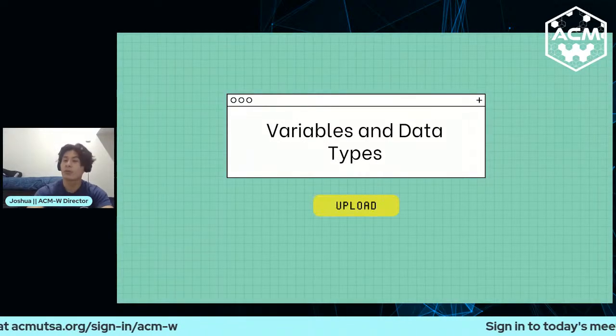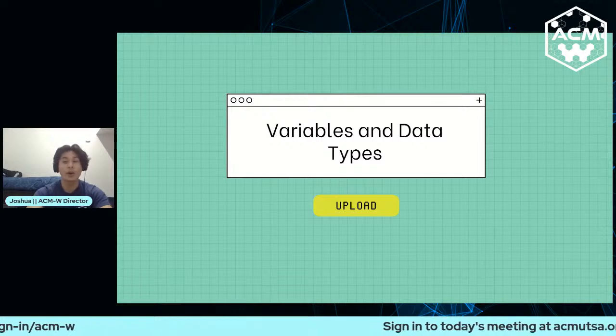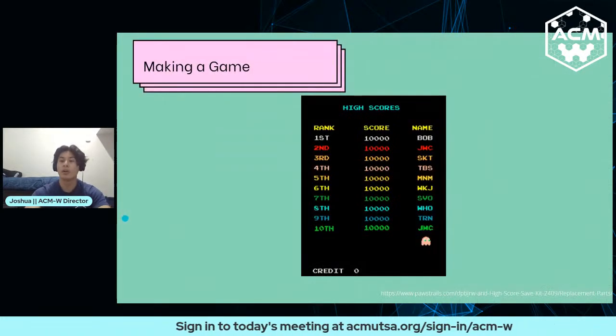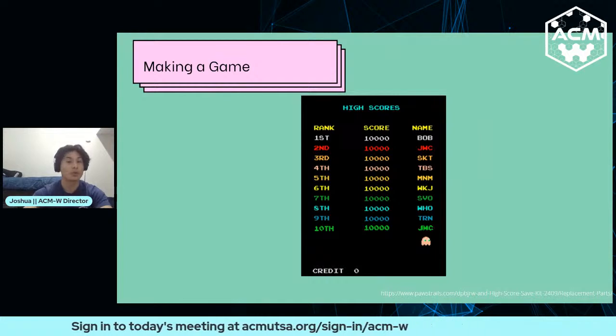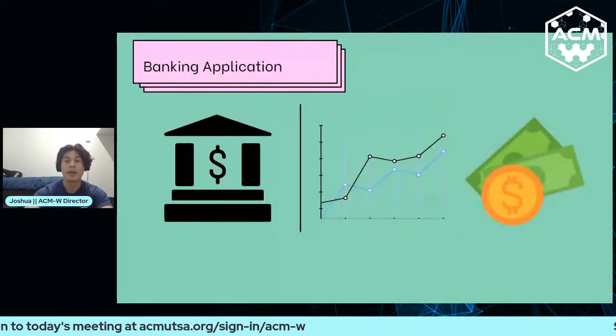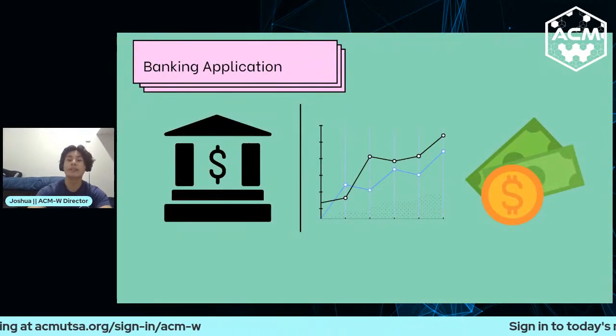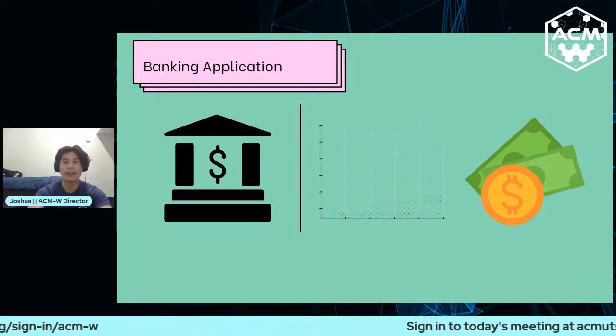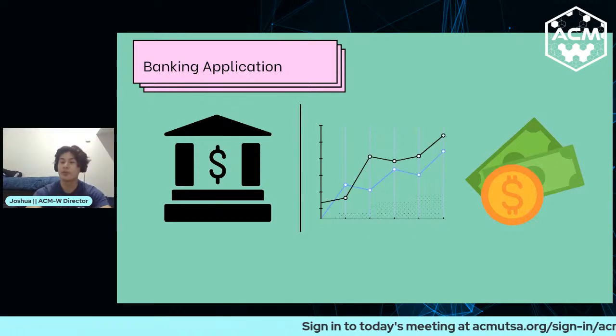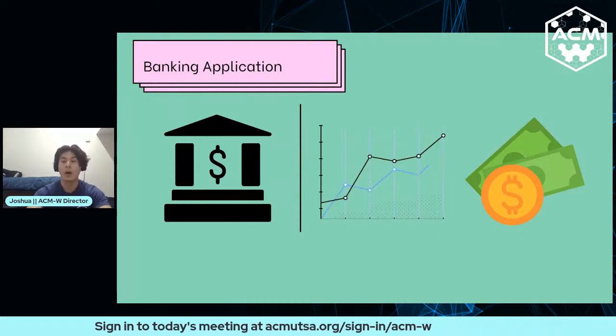So now let's go over variables and data types. Writing code typically involves the handling of information. So if we were making a game, we need to store the user's score. If we're creating a banking application, we'll need to have the current bank balance and so forth. We've already seen a few variables in the course so far, but now we're going to go into more detail about how they work and what they do.